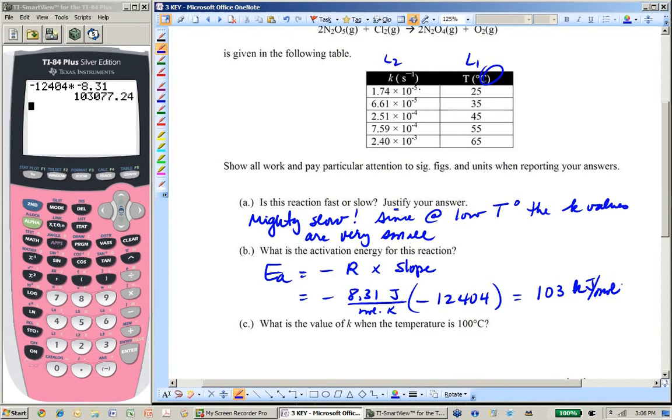Okay. What number am I on? I'm on number 3. Make sure I got that right. Yep. Okay. Just checking my key, make sure I haven't done anything stupid.